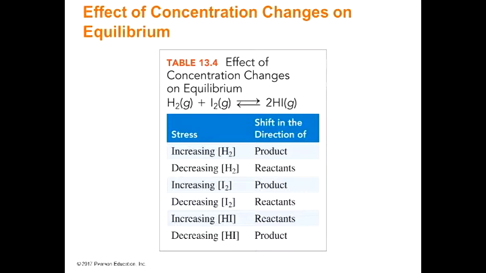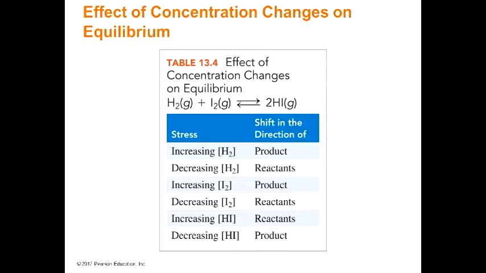Okay. So find your way of memorizing it. Everybody has their own unique tricks. Increase H, it's going to push out more product. Decrease H, it's not going to push out more product. Get it? So it's going to go back this way. Increase I2, push out more product. Decrease I2, you're not going to push out more product. So find your own way of thinking about it. Remember it.